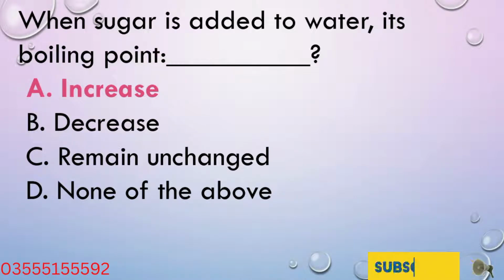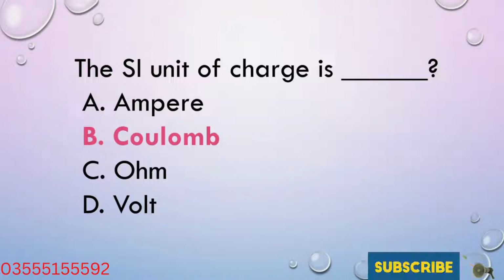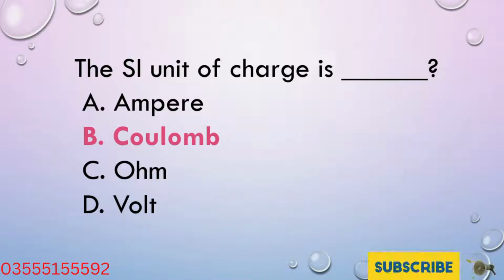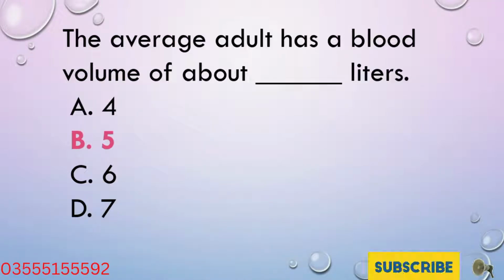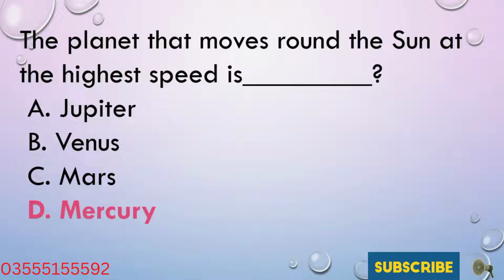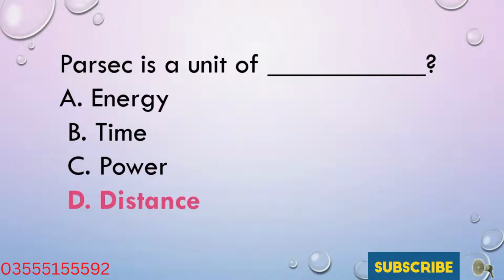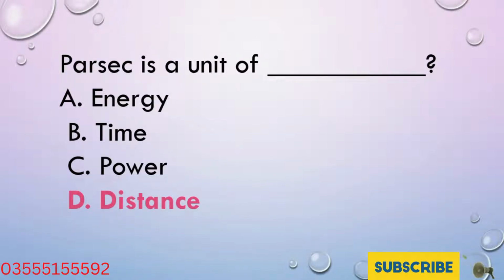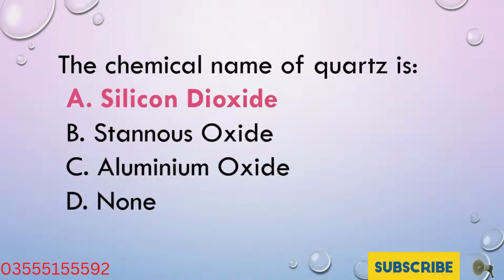When sugar is added to water, its boiling point increases. The SI unit of charge is coulomb. The average adult has a blood volume of about how many deciliters? 5. The planet that moves around the sun at the highest speed is Mercury. Parsec is a unit of distance.